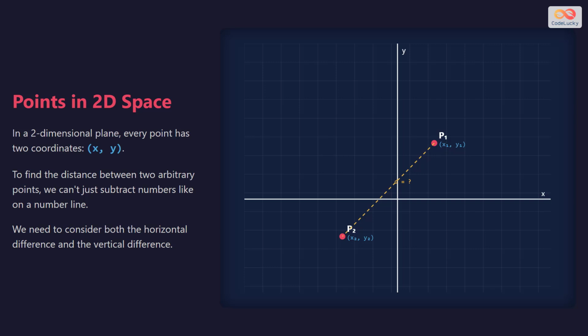Things get more interesting in 2-dimensional space. Here, every point is defined by a pair of coordinates, x and y. Because the points can be diagonal from each other, we cannot just subtract the x values or the y values alone. We need a new way to measure the direct path connecting them.